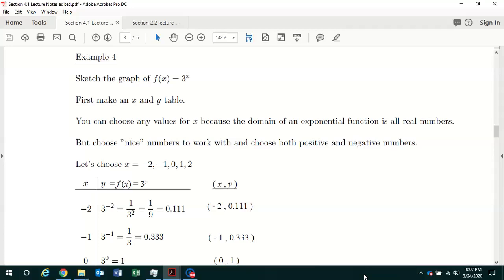All right, class. In this video, we cover example 4 on page 3 of your section 4.1 lecture handout on exponential functions. And so here on page 3 in example 4, we are going to graph an exponential function. We're going to graph the exponential function f of x equals 3 to the x.